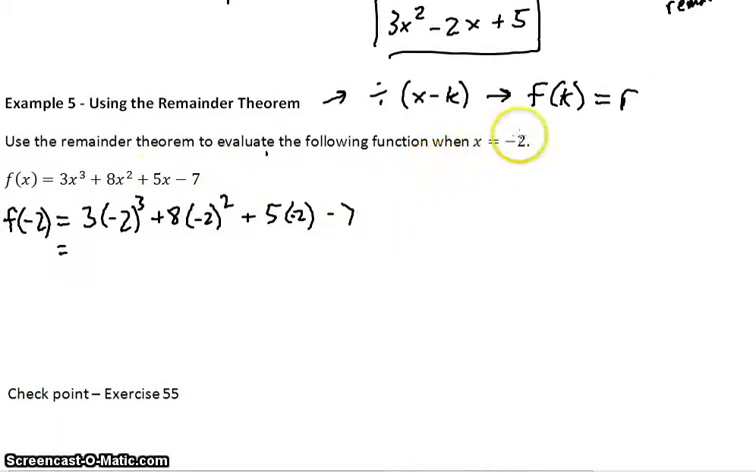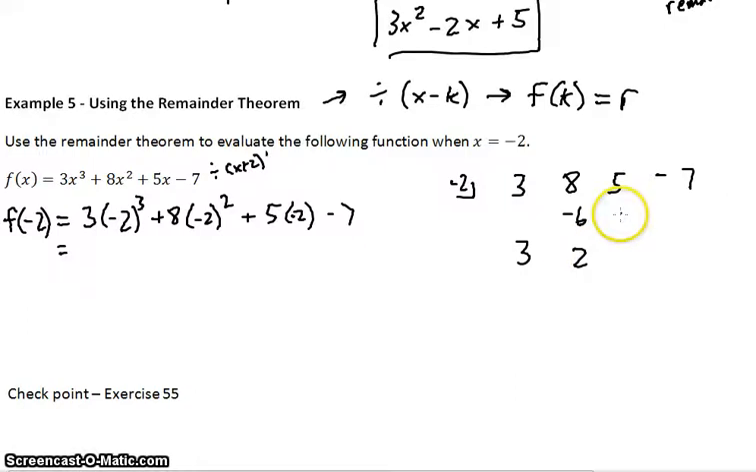Well, if this is what I'm plugging in, I'm going to put this in that upper corner, and this would be the equivalent of dividing by x minus or plus 2. But we're not dividing, so I'm just going to write down 3, 8, 5, negative 7 and see what happens. So this will be 3. This will become a negative 6. This will become a negative 4. This will become a negative 2. So this was my remainder.